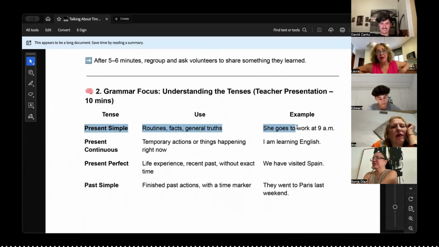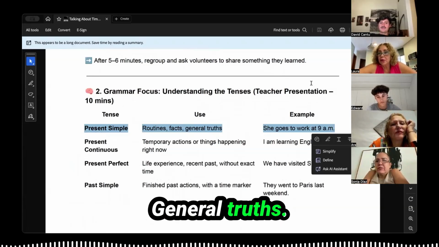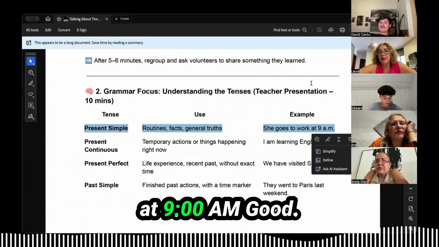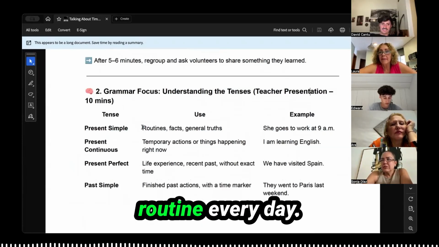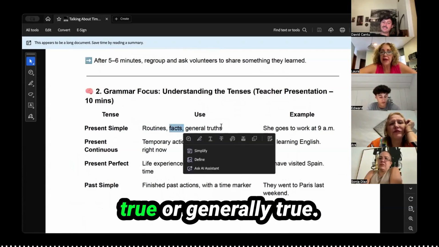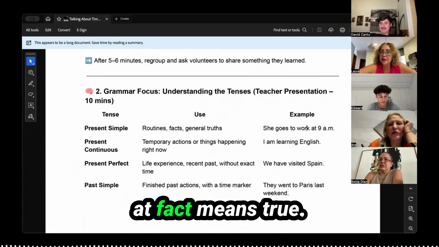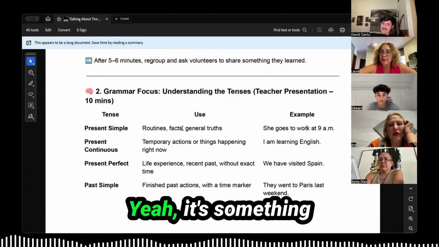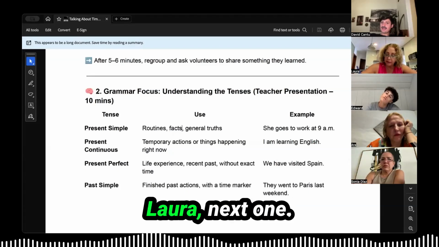Present simple. Routines, facts, general truths. She goes to work at 9 a.m. Okay, so it's a routine. Every day, something that is always true or generally true. She goes to work. It means it's something that's true. A fact. Okay, very good, Laura.